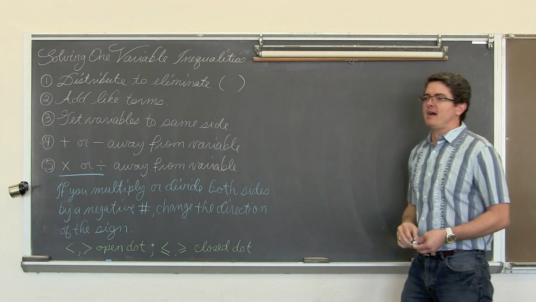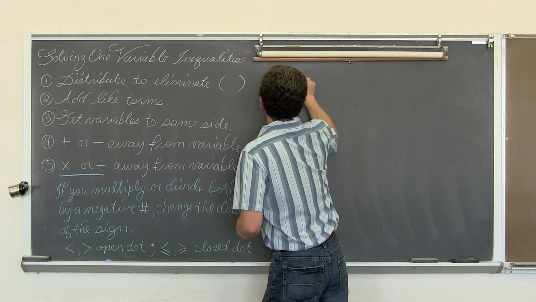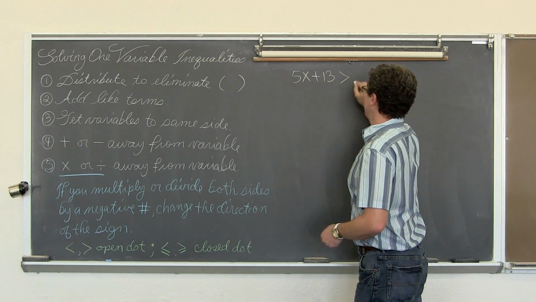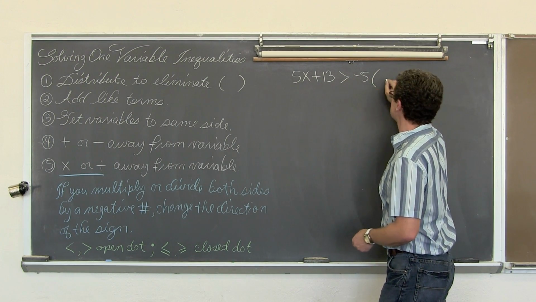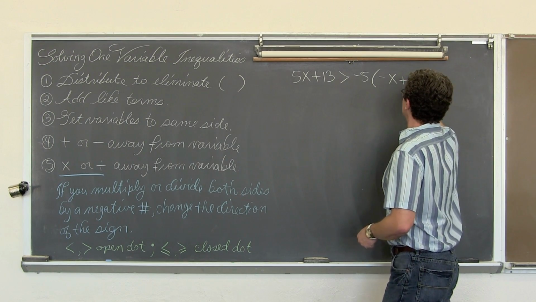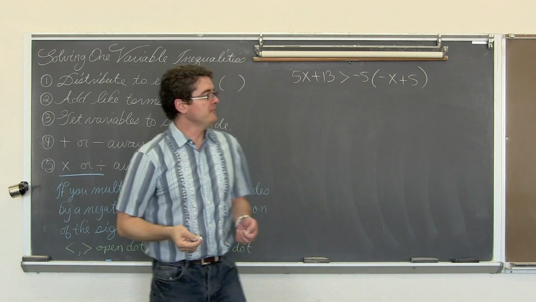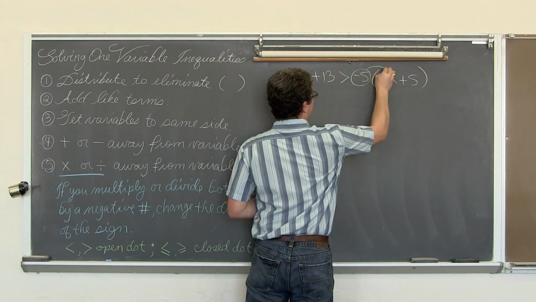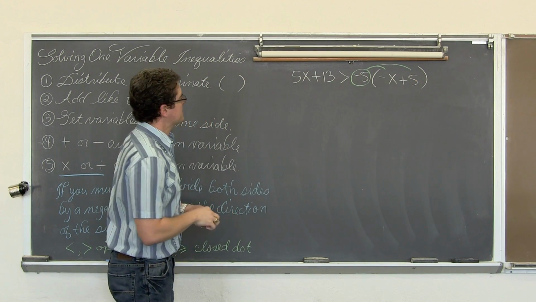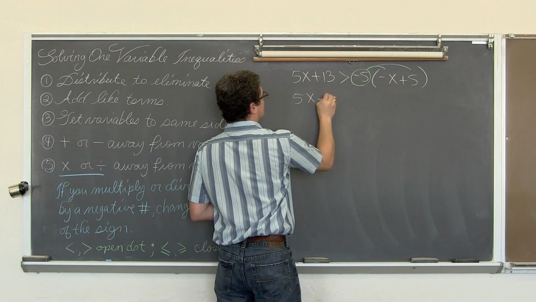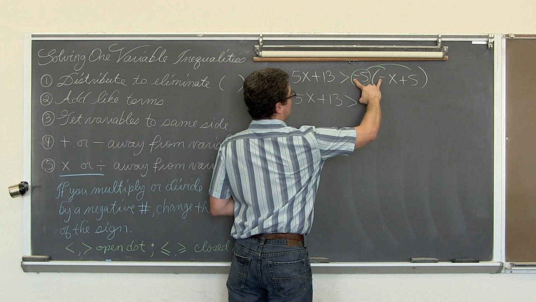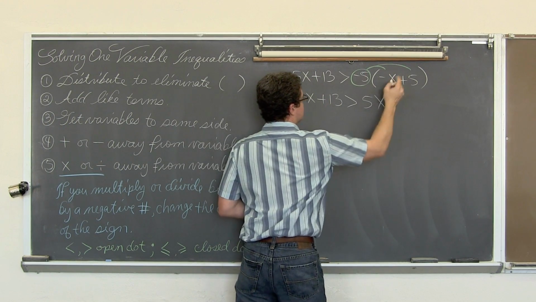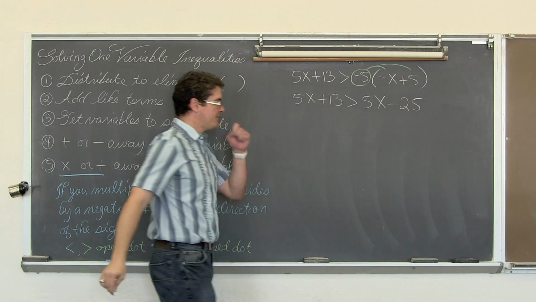Okay, let's take a look at this question. We have 5x plus 13 is greater than negative 5 times negative x plus 5. Okay, we have parentheses. Let's get rid of them. Take the negative 5 and multiply it through. That's going to give us 5x plus 13 is greater than negative times a negative is positive, so 5x, and negative times positive is negative 25.